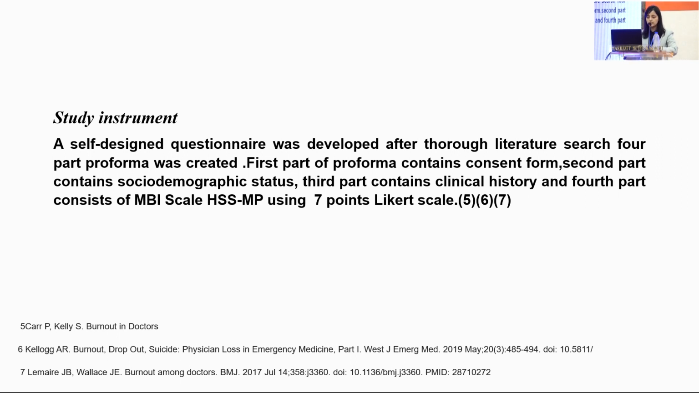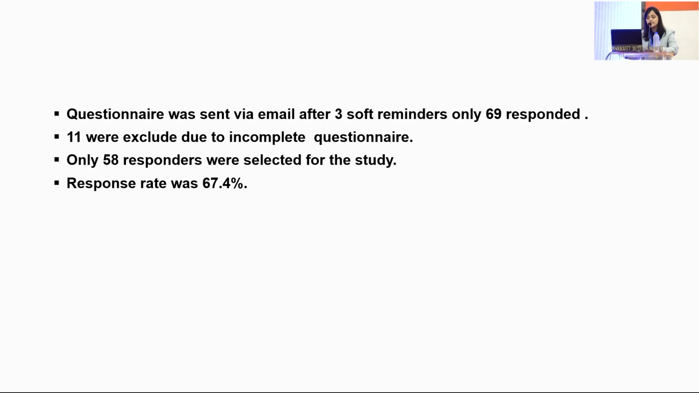The first part basically contained the consent form. The second part contains socio-demographic status. The third part contains clinical history. The fourth part consists of the MBI scale, HSS, that is Human Services Survey, MP is for medical practitioner, using a 7-point Likert scale. The questionnaire was sent via email.